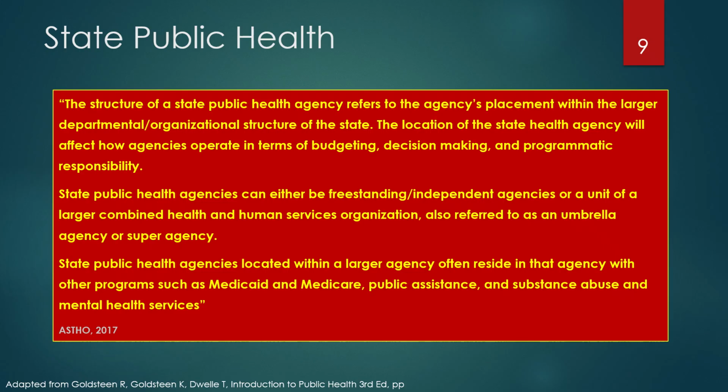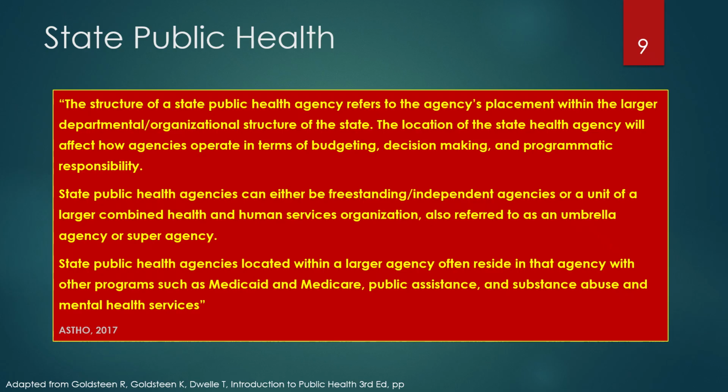The structure of a state public health agency refers to the agency's placement within the larger departmental organizational structure of the state. The location of the state health agency will affect how agencies operate in terms of budgeting, decision making, and programmatic responsibility. State public health agencies can either be freestanding, independent agencies or a unit of a larger combined health and human services organization, also referred to as an umbrella agency or superagency.